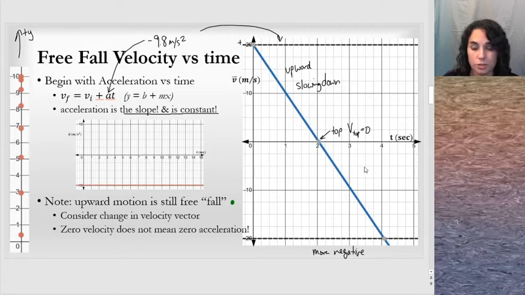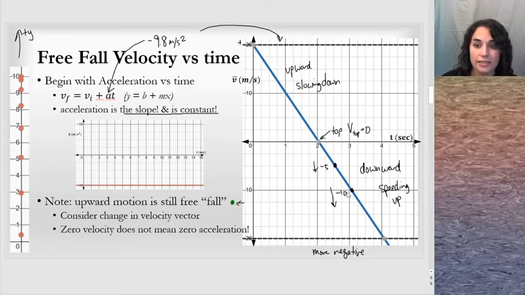This is the top, so this must be the downward motion. And in this region, we know it has to be speeding up. And remember, speeding up means that the velocity vector is getting larger, okay? It just so happens that in this region, the velocity vector is in the negative direction, right? Here's negative 5, here's negative 10. It's getting larger in the negative direction. It's getting more negative.